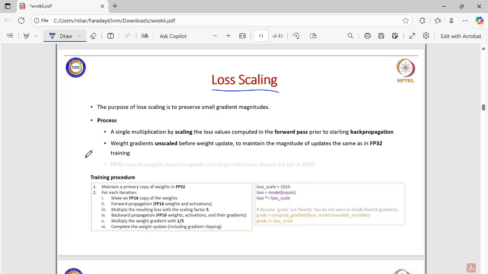So what are the benefits of this? This prevents smaller gradients from becoming zero in float 16 and enables stable and accurate training with maximum precision, improves training speed and reduces memory usage.